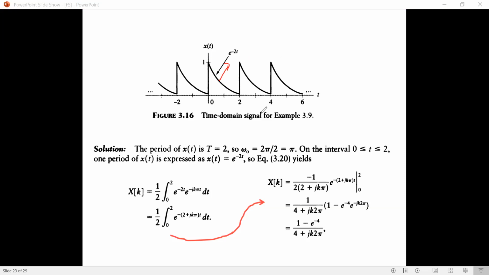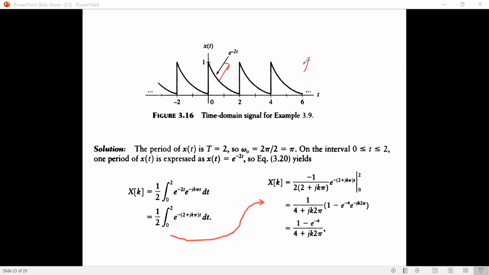Because this signal is odd or even? It's neither odd nor even. If this is neither odd nor even, then both your AK and BK constants are present. But we are not using the trigonometric form. We are using the exponential form. In the exponential form, we have only one Fourier constant, xk.